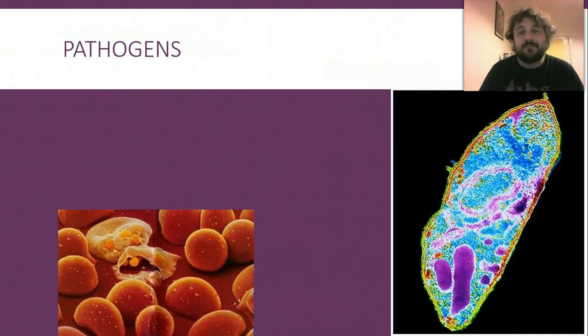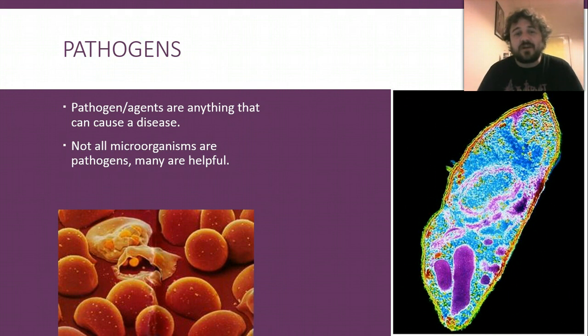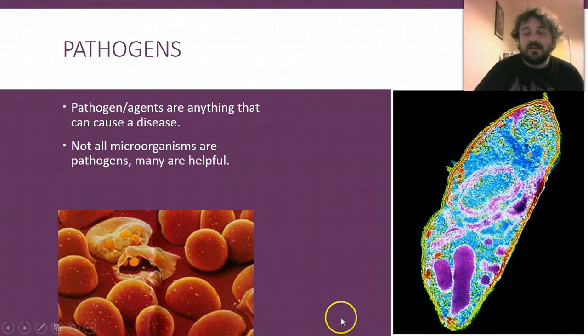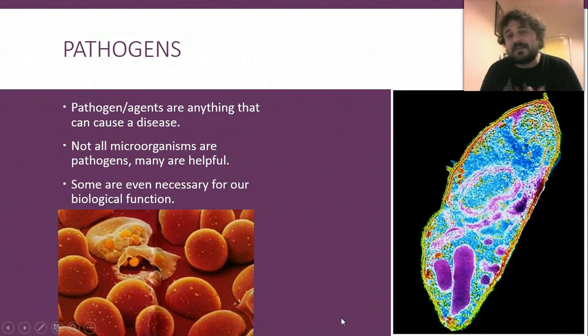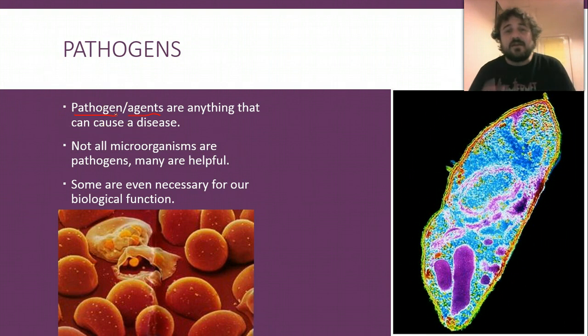Okay, so pathogens. What does pathogen mean? Pathogens are agents or basically anything that can cause disease. So not all microorganisms are pathogens. Many are helpful. This down here, that's not so helpful. Nor is this one. Alright, some are even necessary for our biological function. So a microorganism is only a pathogen or pathogenic or an agent, in this context, when it is causing a disease.